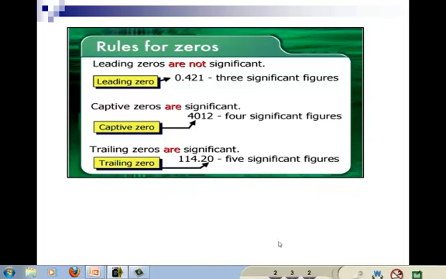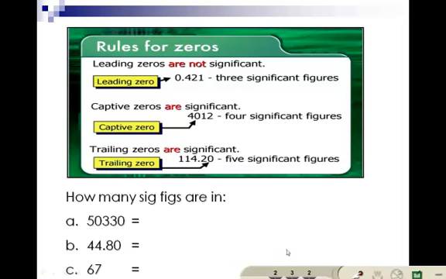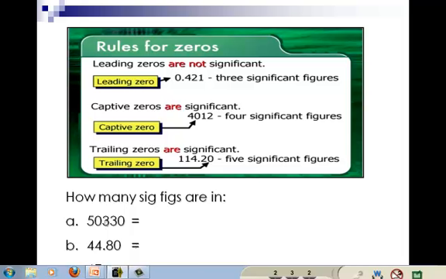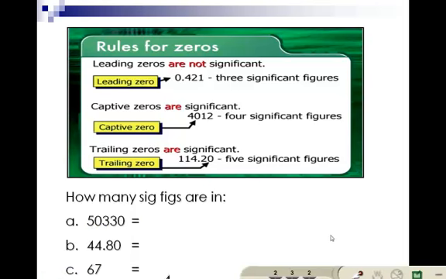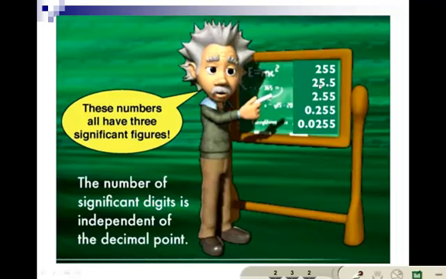Let's give a few of these a try. How many sig figs are in the following? Well, how many sig figs are in this number here? 1, 2, 3, 4. This is not significant. There are only 4 sig figs. This is not significant because it is a trailing zero and there's no decimal point. B has 1, 2, 3, 4 as well. This zero is significant. It is trailing, but a decimal point is present. If you have 67, it would be 2 sig figs. If you look at Einstein's chalkboard, you'll see all these only have 3 sig figs: 255, 25.5, 2.55, 0.255, and 0.0255. These zeros are not significant because they are leading zeros.